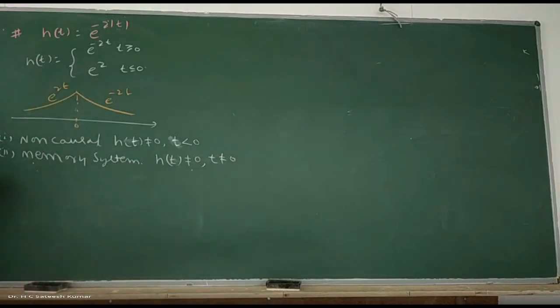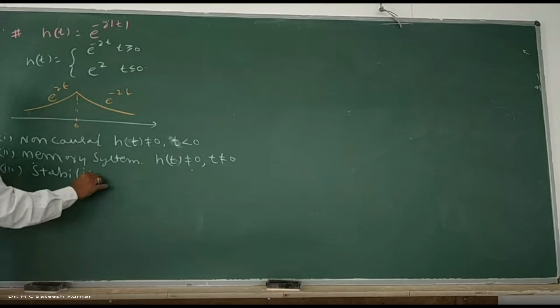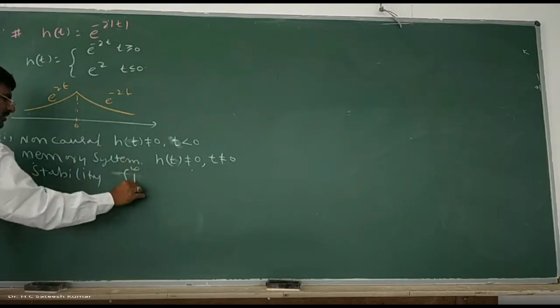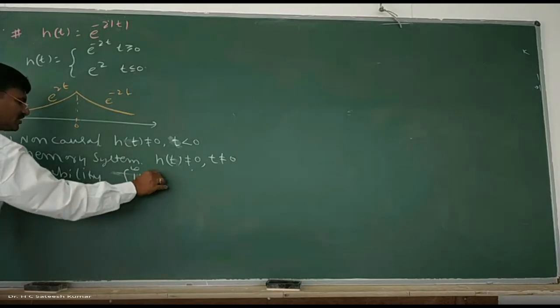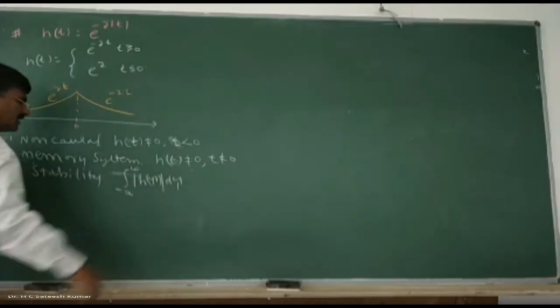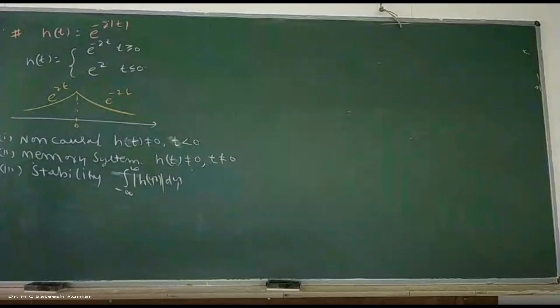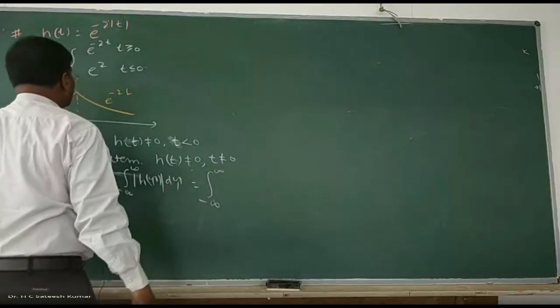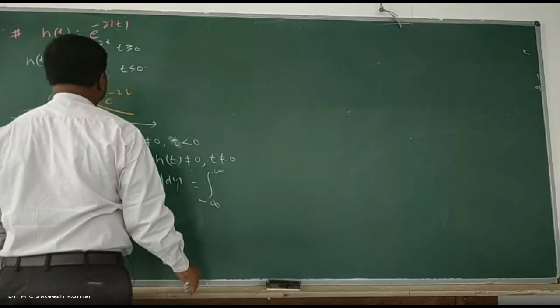Okay. Third one, stability. How will you do it? Integration of minus infinity to plus infinity of the modulus of h of tau d tau should be less than infinity. So this is nothing but equal to integration from minus infinity to plus infinity. H of tau is what?